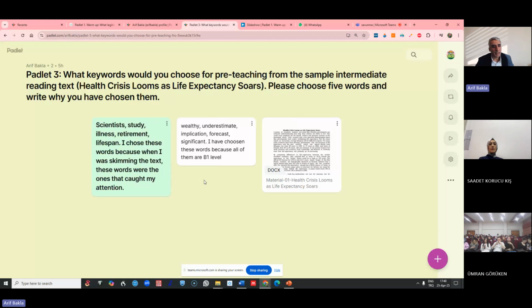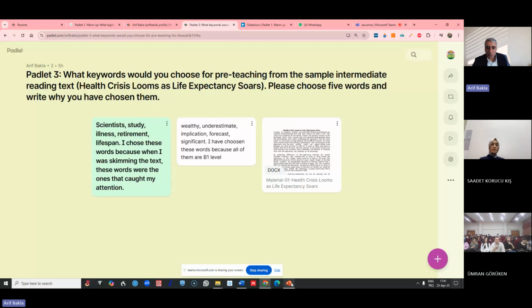Okay. Scientists, illness, retirement, lifespan. Okay. Lifespan, illness. Okay, illness might be a little bit easy, I suppose. Others, scientists. Just remember that you are intermediate students. Wealthy is a good option. Underestimate, yes. Implication, yes. Forecast, yes. Significant, yes. These are okay. I mean, some of these words are okay.